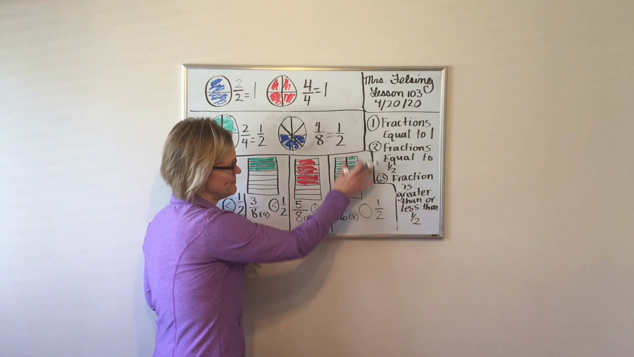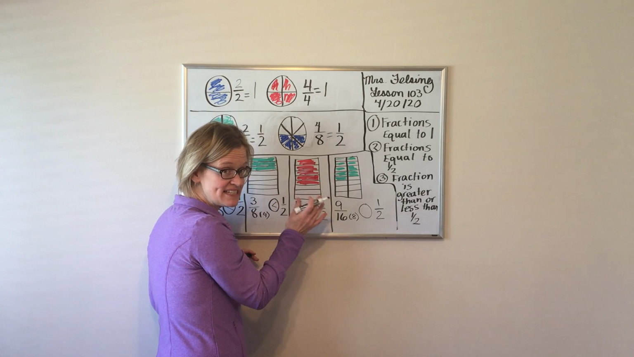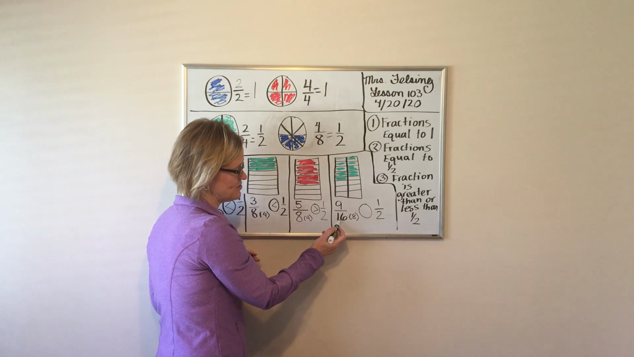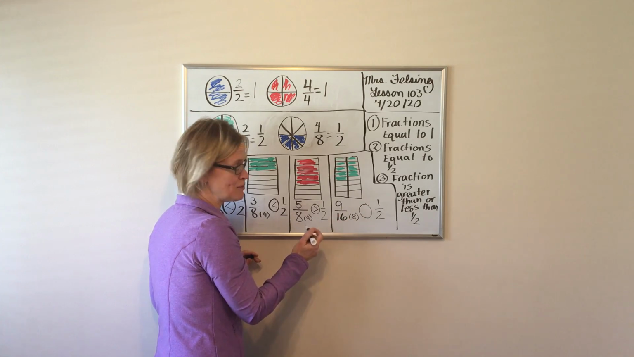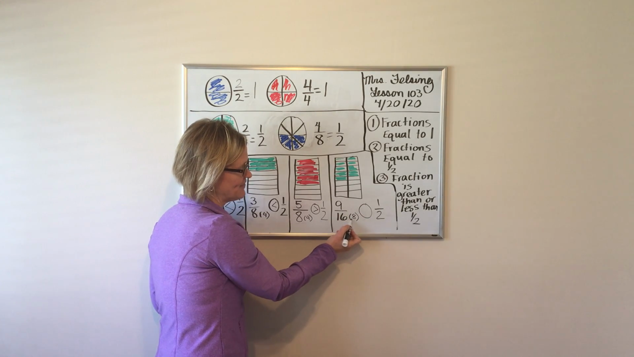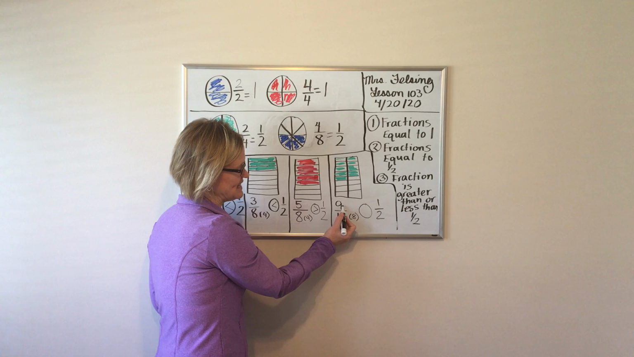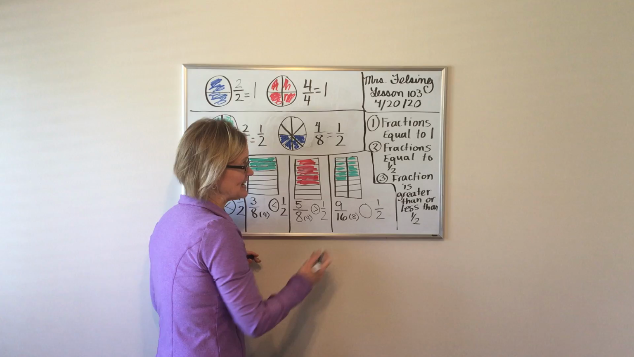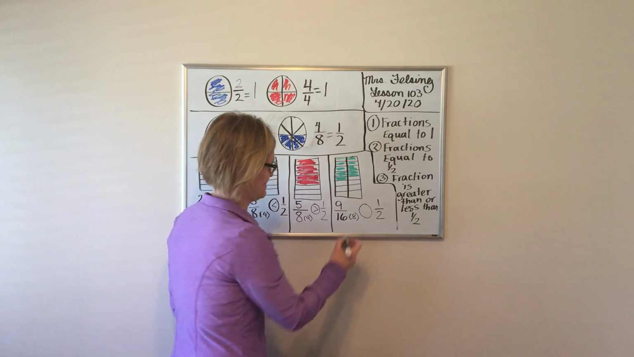Let's do one more. It's divided into 16 sections. 9 are colored in. 16 is your denominator, 9 is your numerator. Half of 16 is 8. Is 9 less than 8 or greater than 8? 9 is greater than 8.